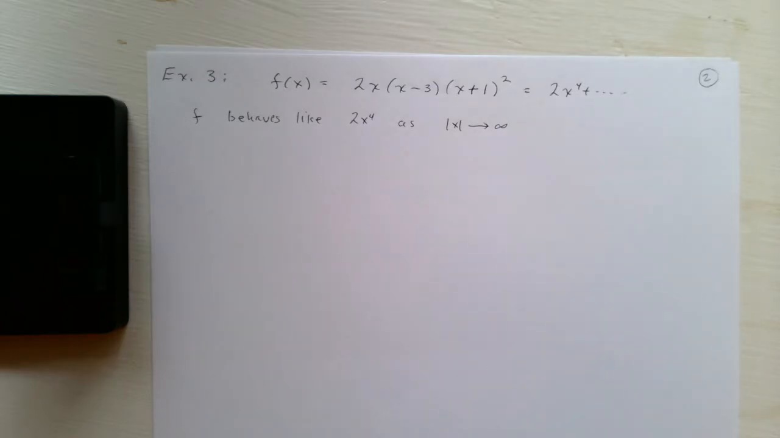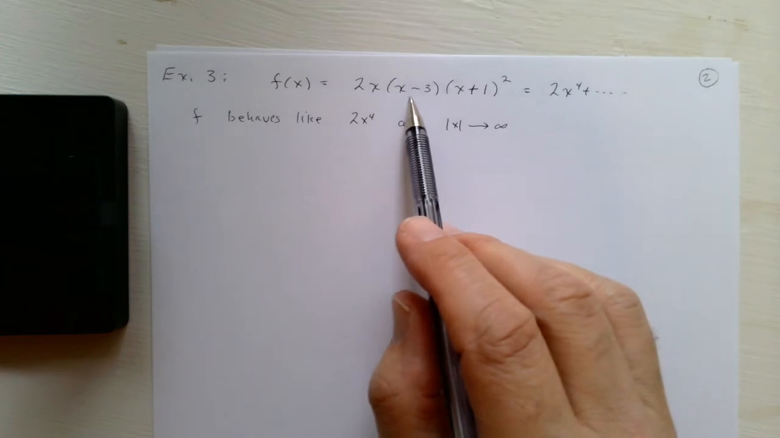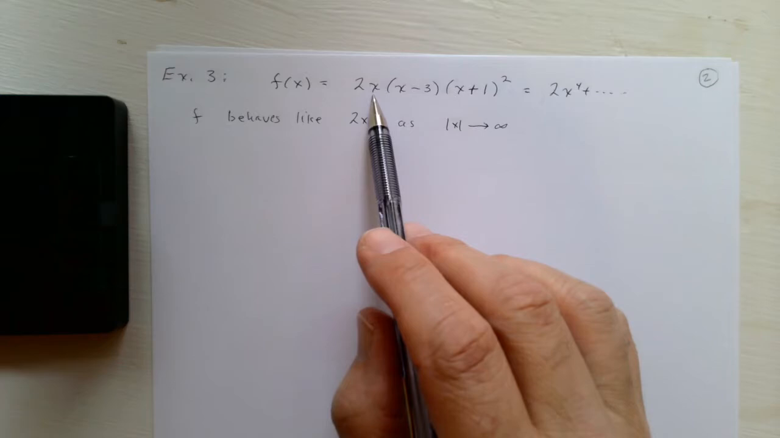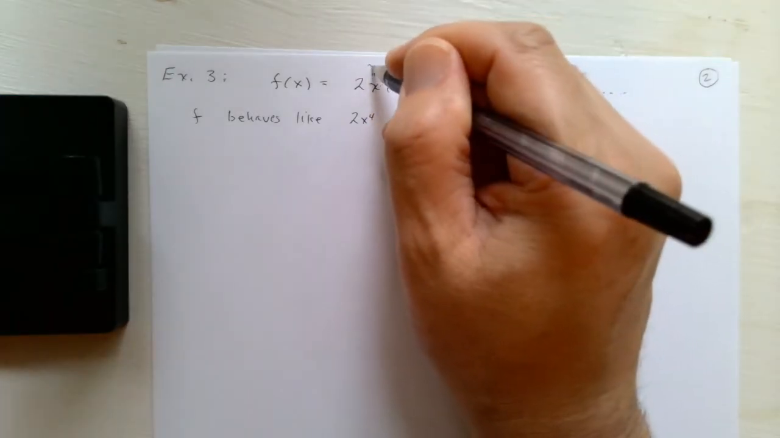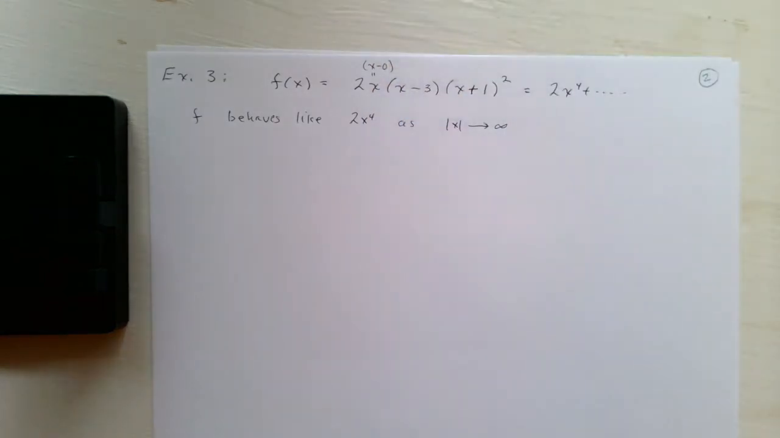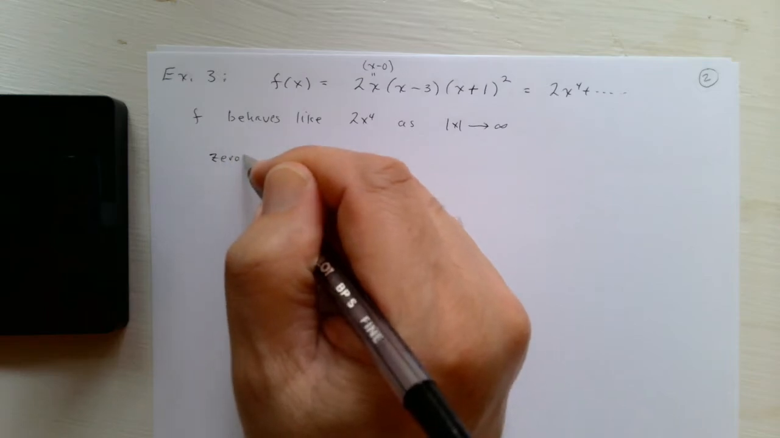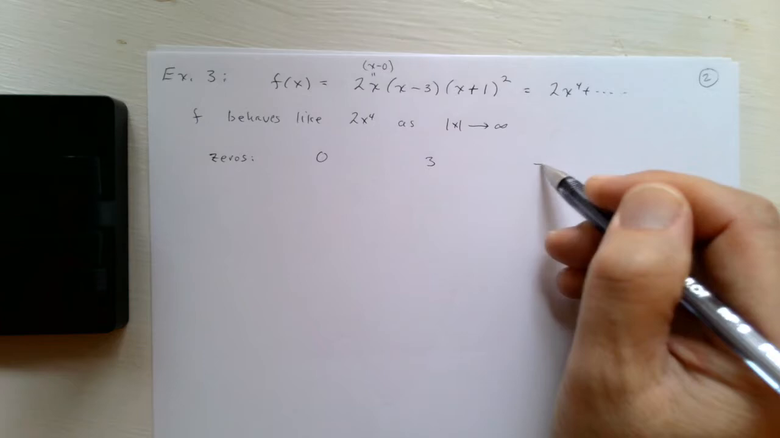What are the zeros? Well, we can see that certainly 3 is a 0 and -1 will be a 0. But also 0 will be a 0 because whenever x is a factor, remember x is the same thing as x minus 0. Okay, so 0 is also going to be a 0. So the zeros will be 0, 3, and -1.